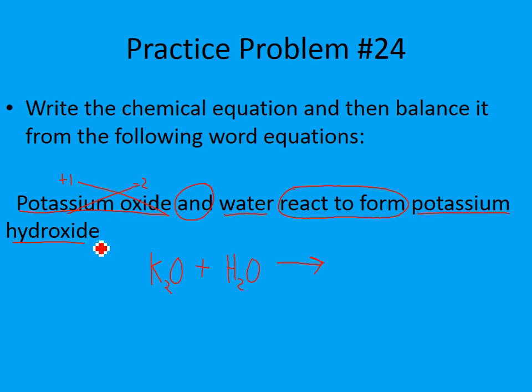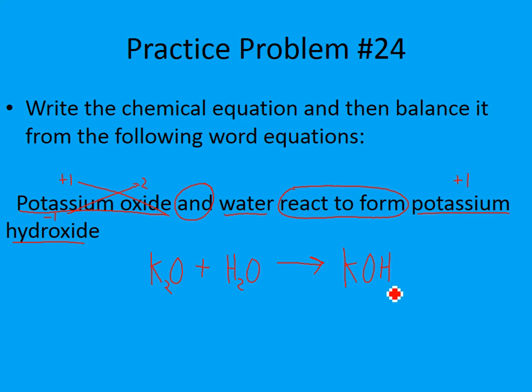So let's write the charges above it. What's potassium? +1. What's hydroxide? -1. It's a polyatomic ion, so it's 1 and 1. You crisscross them. You get K, what else? OH. Hydroxide is OH. Do I need parentheses in this case? No, because it's a 1. We don't need to write parentheses. Okay, that's the equation. Is it balanced?